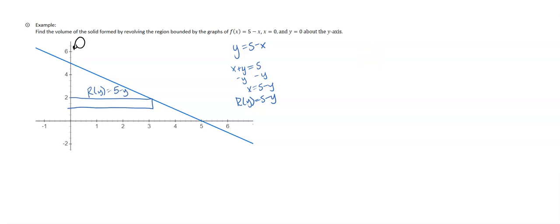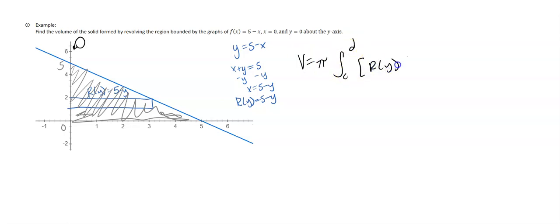Okay, we also need to know bounds, and the bounds in this case are going to be y values. So from our shape that we had before, you could see that the lower bound is going to be 0 and the upper bound is going to be 5. So we're going to be integrating. V is going to be pi times the integral from c to d of r of y squared dy. So we're going to have pi times the integral from 0 to 5 of (5 minus y) squared dy.